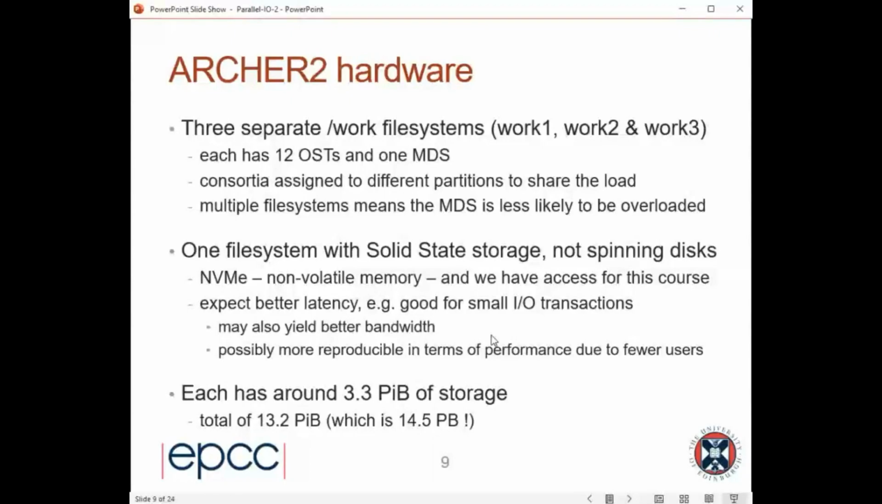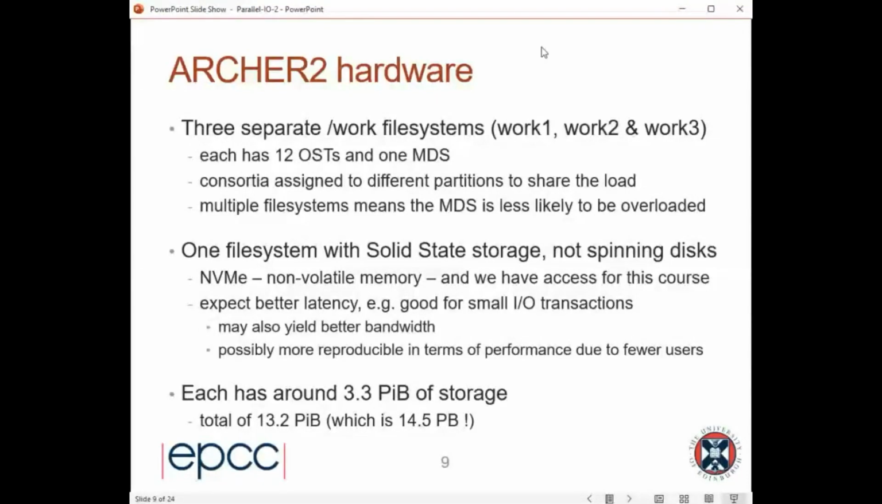You would expect this to have better latency. One of the problems with doing small I/O transactions to a disk is there's a physical read and write head which has to move over the disk. That means that doing a large number of small I/O operations is very inefficient. With solid state storage, it's much more like memory. You can access data much more easily. There's no physical thing having to move around. And so we have access to that file system today.